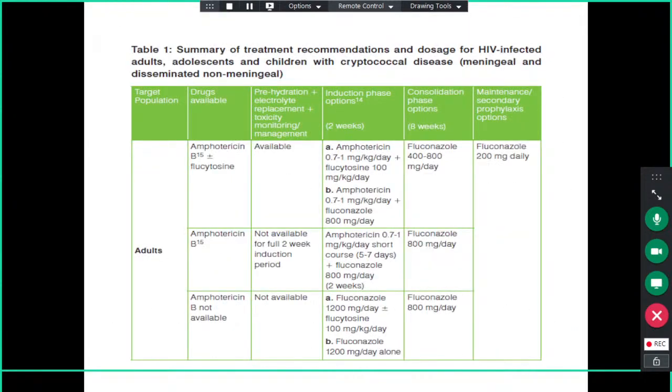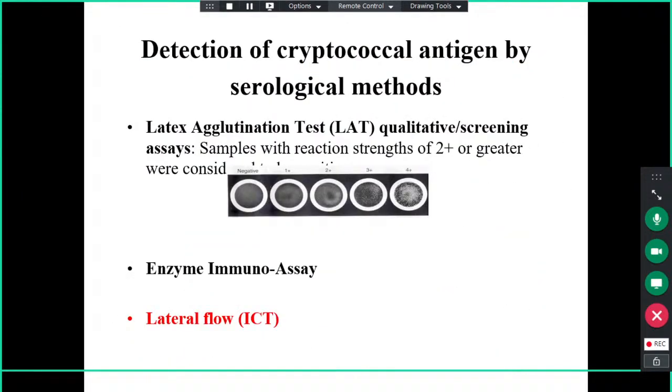So this is about Cryptococcus and all the chronic meningitis, mainly tuberculosis and Cryptococcus. You can ask any questions.